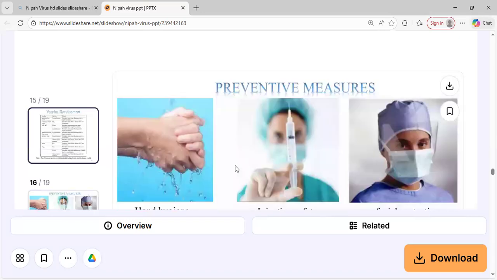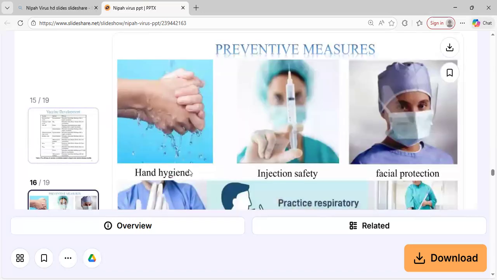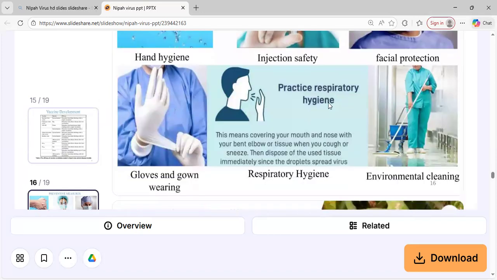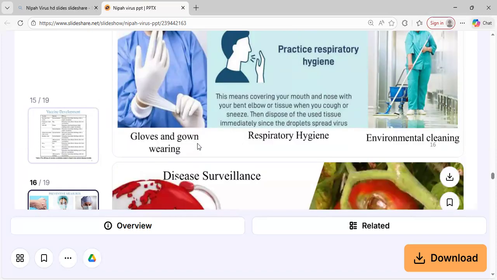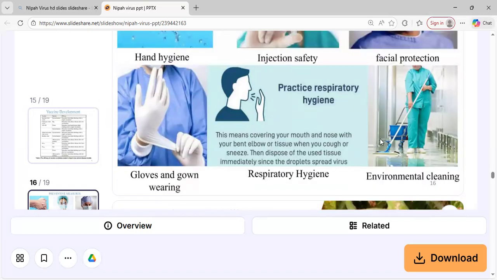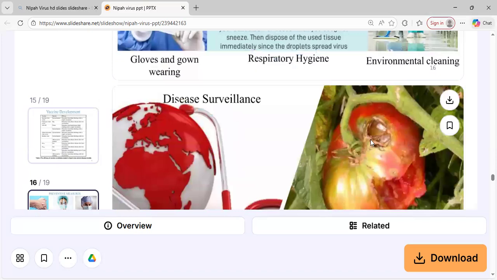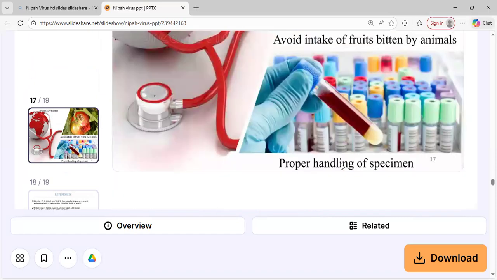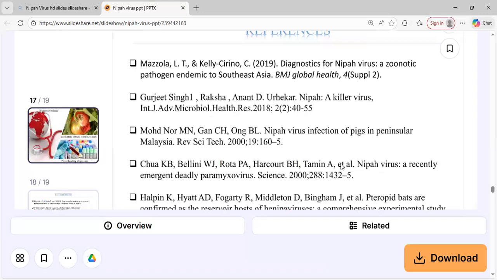And these are some of the preventive measures: hand hygiene, infection safety, facial protection, practice of respiratory hygiene, wearing gloves and gowns, cleaning of the environment, avoiding the intake of fruits bitten by animals, and proper handling of specimens should also be done.